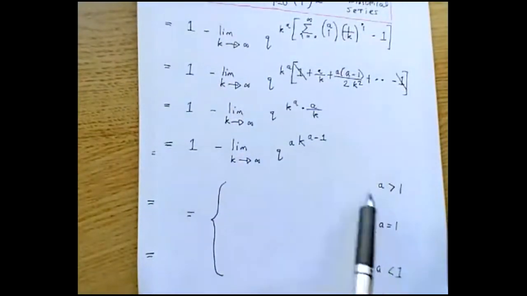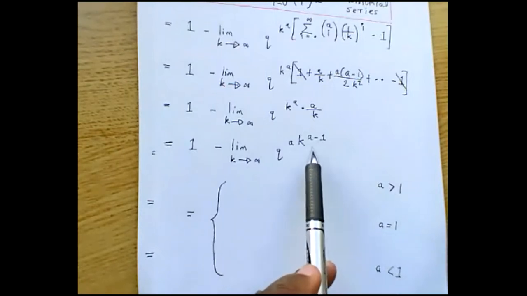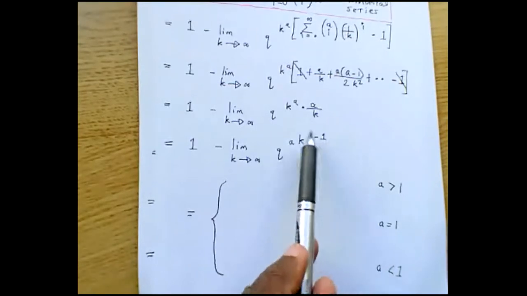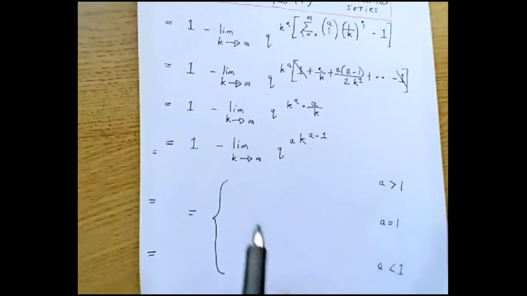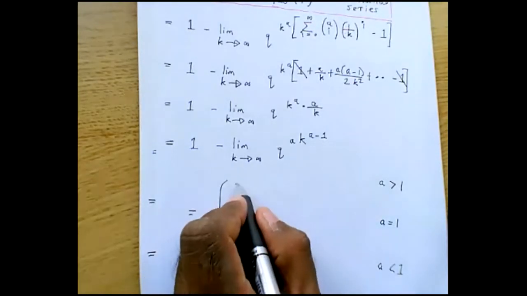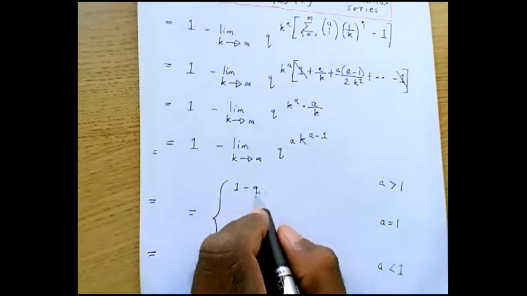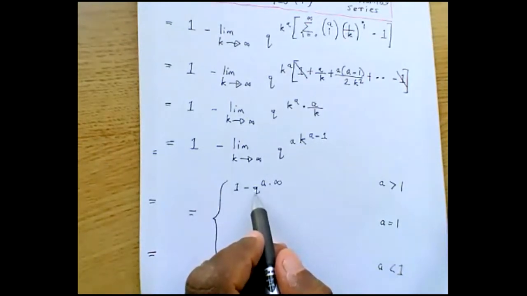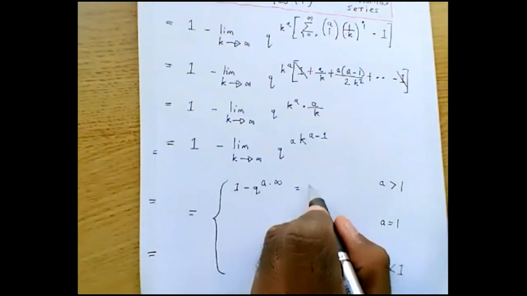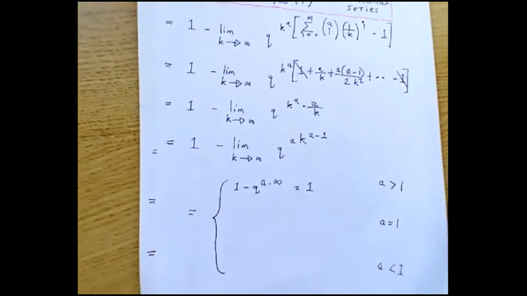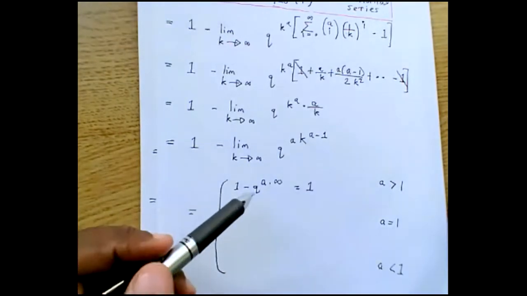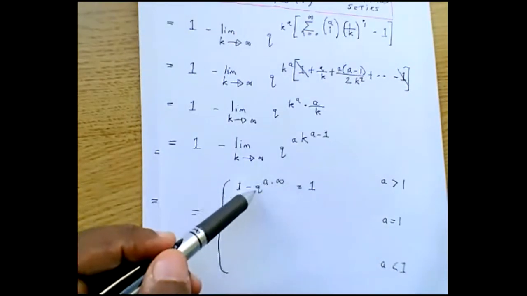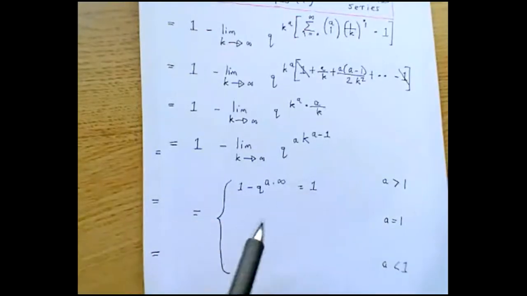Now, if a is strictly greater than one, then a minus one will be a positive number. So when k goes to infinity, this guy here will go to infinity. So what you will have is one minus q to the power a times infinity. But q is a number between zero and one. So this has to be equal to one. Do you follow what I'm saying? Because if you power any number between zero and one to infinity, you will get zero. So you get one minus zero, which is one.